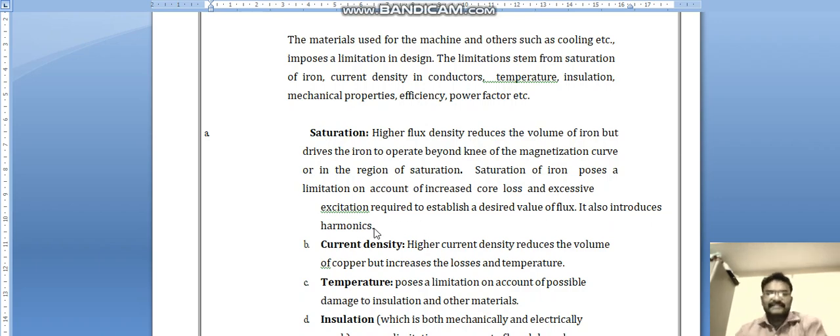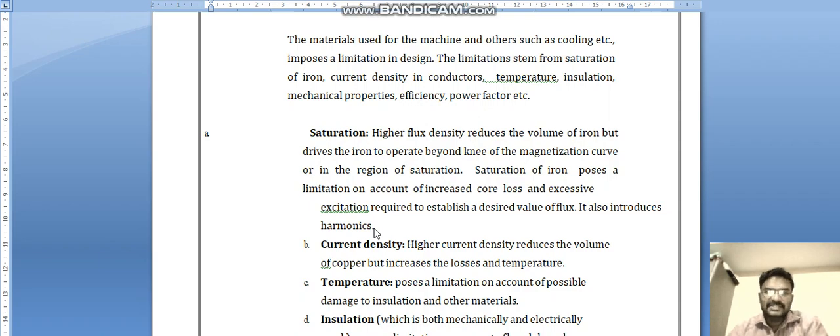In this, saturation is nothing but, even if we apply more MMF, magnetic motive force, the flux path generated is limited. Suppose a person can eat one plate of rice. If you give three plates or 10 plates of rice, he can take only one plate. The other 9 plates are not able to be used by the person.